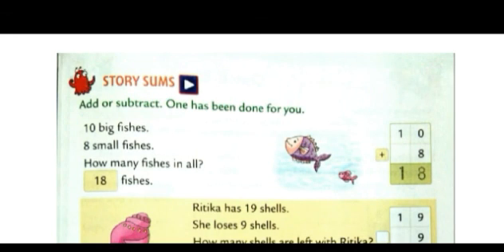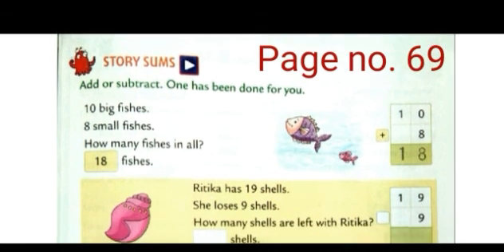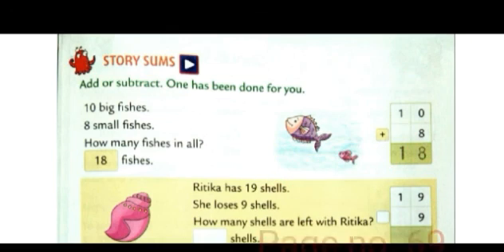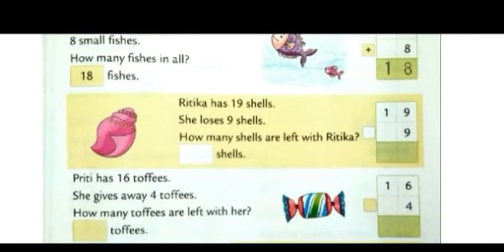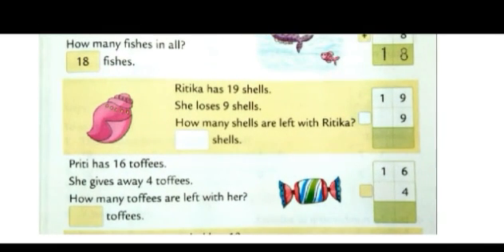So scholars, now we move on to the last topic for this chapter, that is story sums on page number 69. Add or subtract. One has been done for you. So this one is already done. We will start from the second. Ritika has 19 shells. She loses 9 shells. How many shells are left with Ritika?